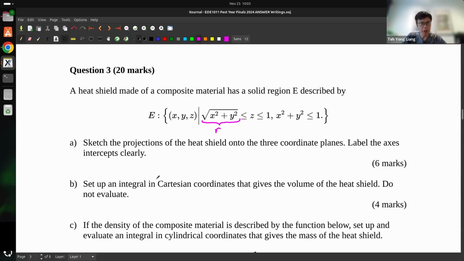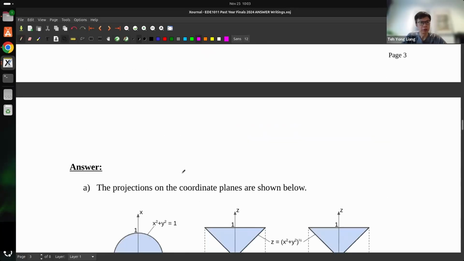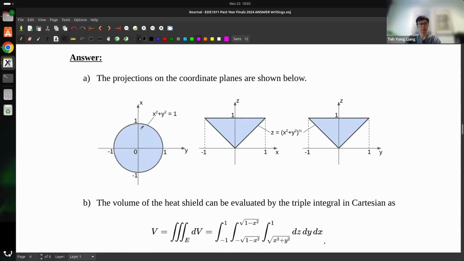If you sketch the projections of the heat shield onto the three coordinate planes, you're going to get this. Quite simply, this is a unit disk, which is given by the second inequality. Your projections onto the zx as well as the zy plane look exactly the same, because the zr plane projection looks like that. Since r is in all directions, x and y, the zx and zy planes will clearly show the same projection. It's more of a sectional view. Sectional view or projection doesn't matter.